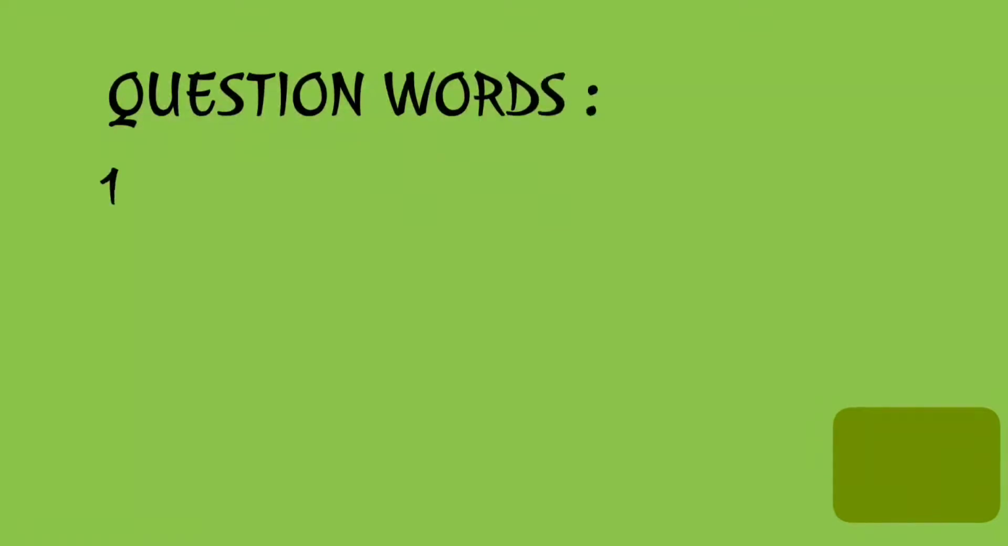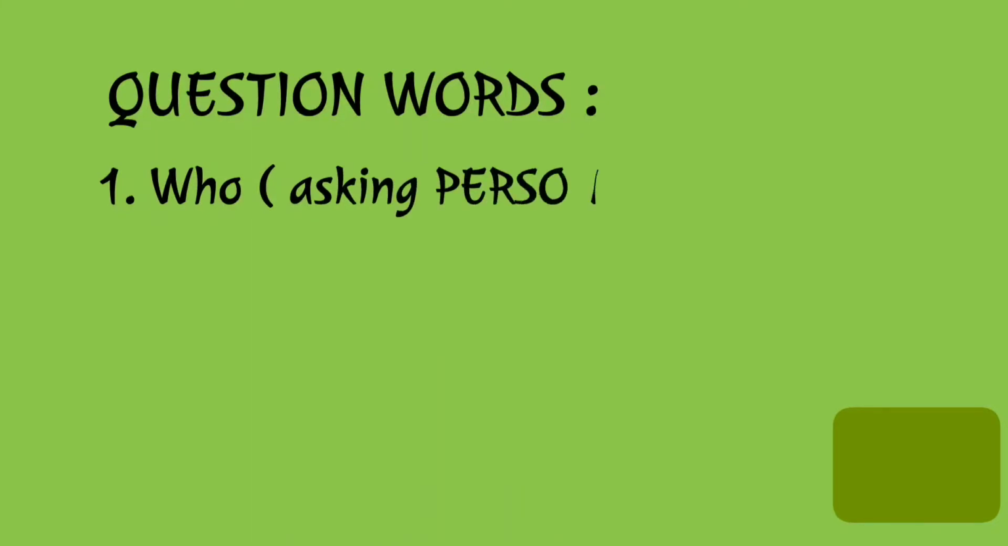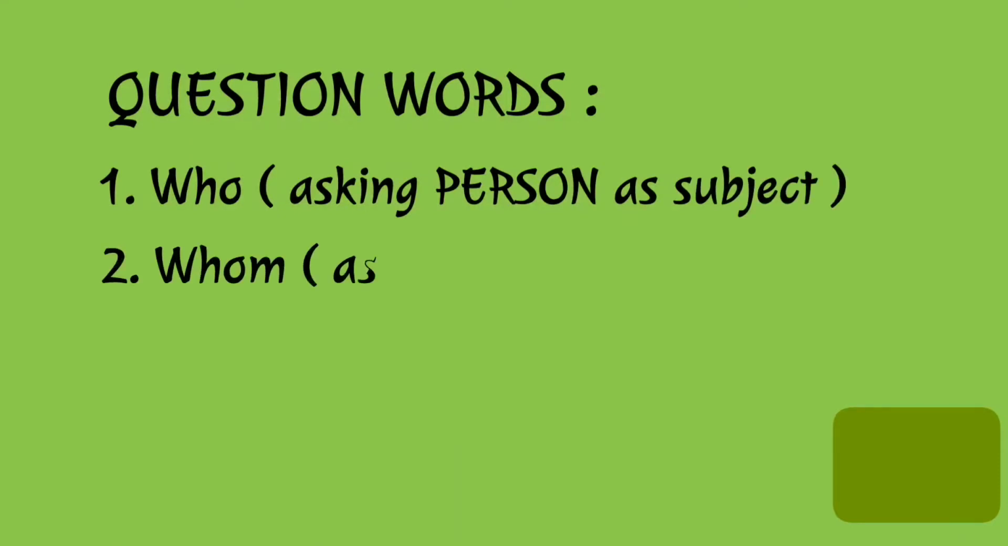Okay, well friend, before we come to see how to make the question, first of all we have to know first what the question words are. And here you can see the examples of question words. Number one, we have who. Who, it is to us person as subject. And then whom, to us person as subject.